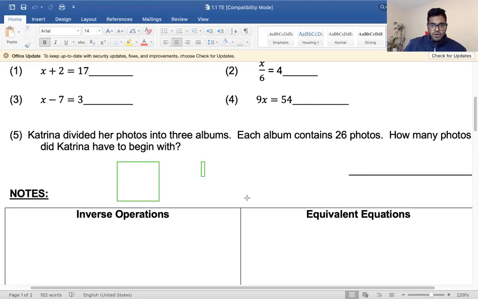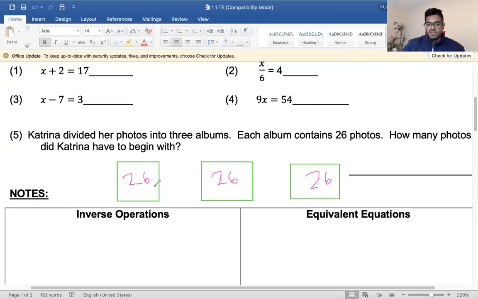We have 3 albums, album 1, album 2, album 3. And inside of these albums, we have 26 photos, 26 in each of them. So can we come up with a way of solving how many total photos we have, right? You can think about this as 26 plus 26 plus 26, right, which is fine. But could we come up with another way? You could come up with this as 26 times 3, and that equals 78 photos.